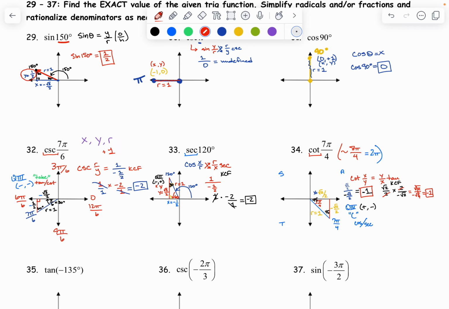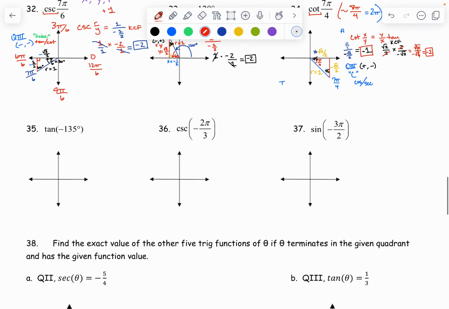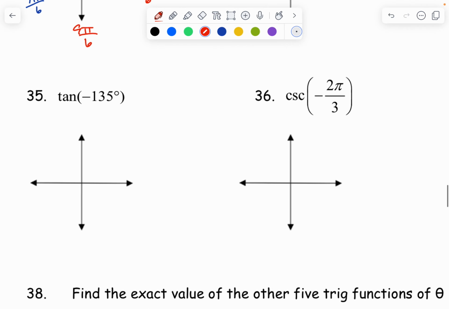Got just a few more left. 35, 36, 37. All right, so tangent of negative 135. Just like we said earlier, when you get a negative, it means two things. You can either go counterclockwise or clockwise. All right, you can go clockwise, regular clockwise. My pen is giving me issues and it's distracting me. You can go clockwise, or you can add a positive turn and find a coterminal angle.